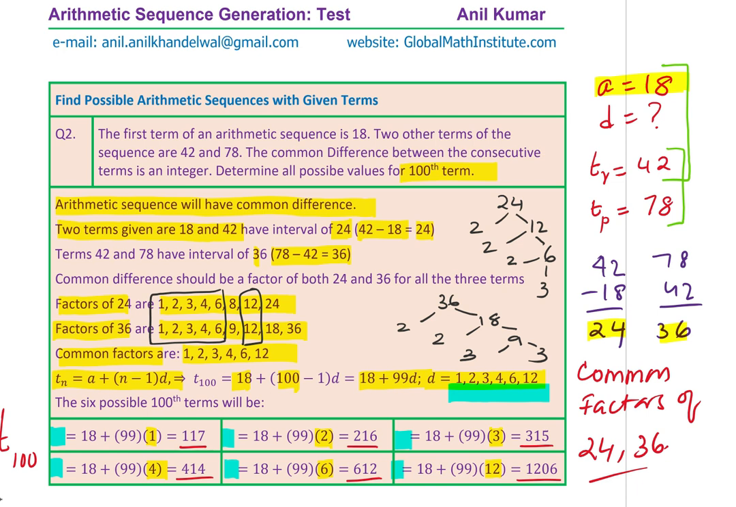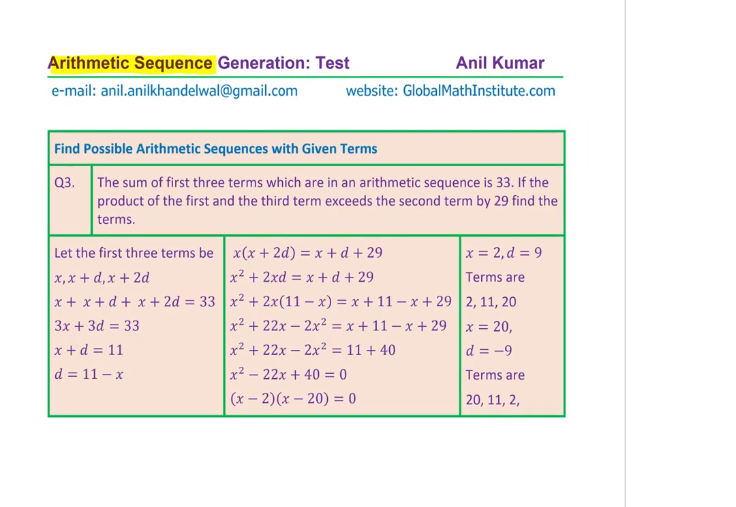Now let's move on to our last question. The last question, question number 3 here is, the sum of first 3 terms which are in an arithmetic sequence is 33. If the product of first and third term exceeds the second term by 29, find the terms. So now, first 3 terms sum is 33. Add them up, it should be equal to 33. So what could be the 3 terms?